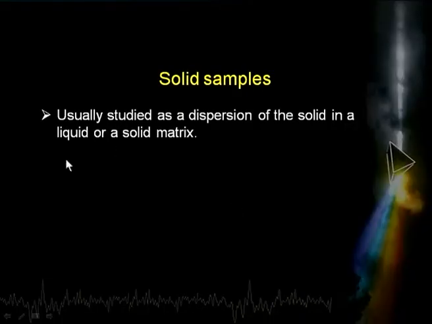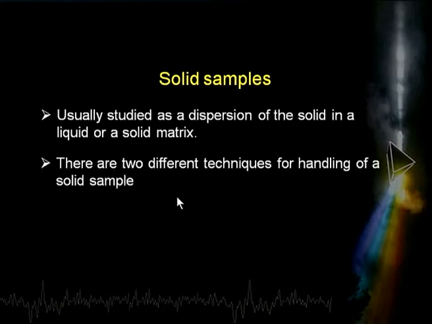Let us move on to the solid samples here. The solid samples typically are studied as a dispersion of the solid in a liquid or a solid matrix. What it means is that there are two techniques of doing that, one using a liquid matrix, one using a solid matrix, and these two techniques are called the mull technique and pelleting. Let us understand what these two techniques are.